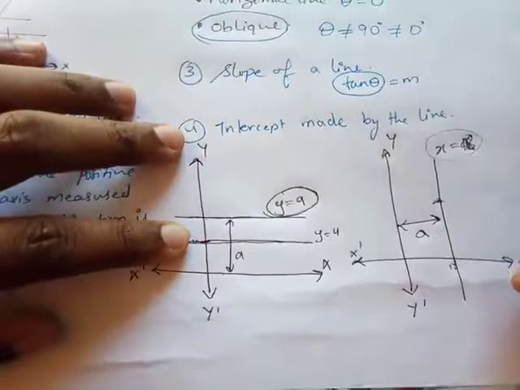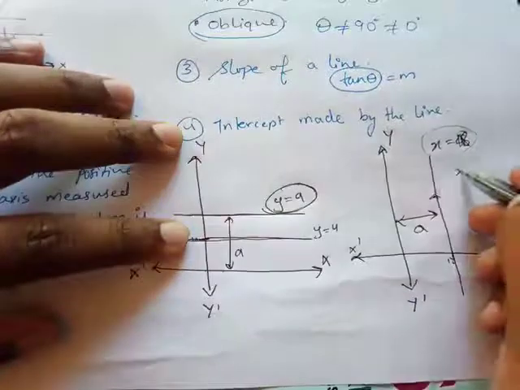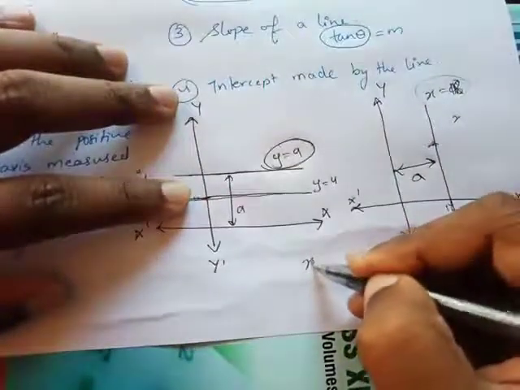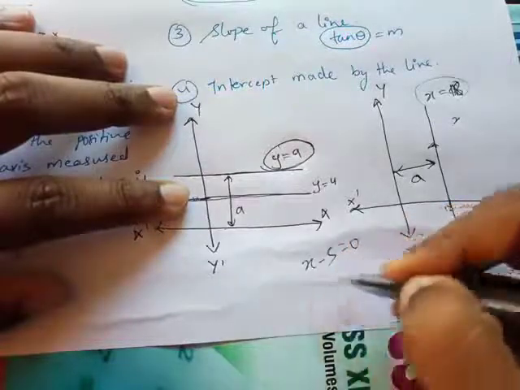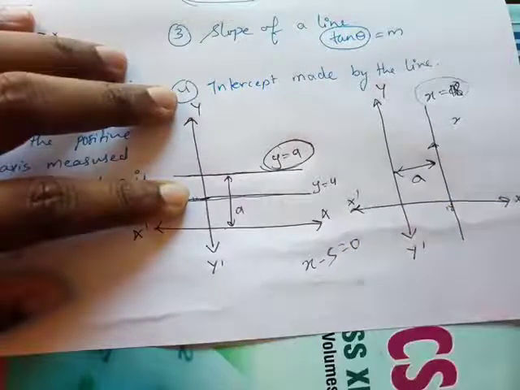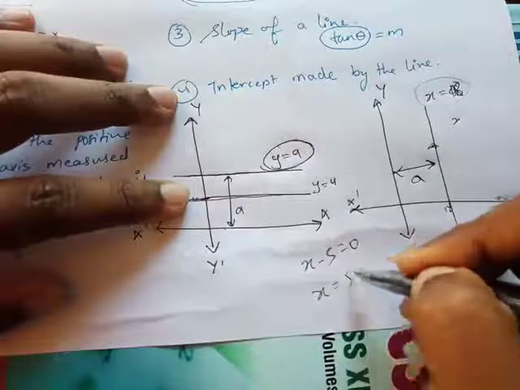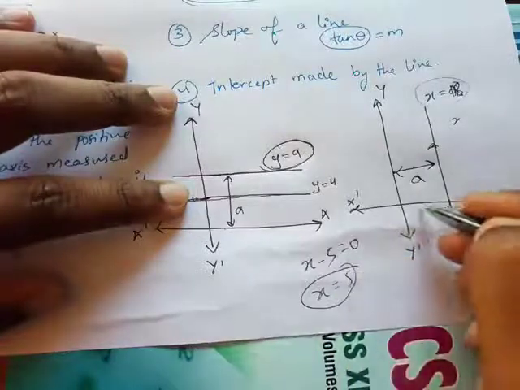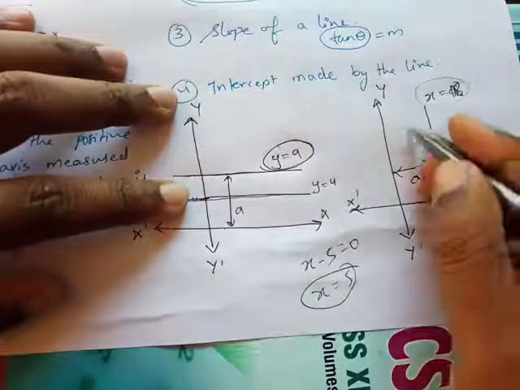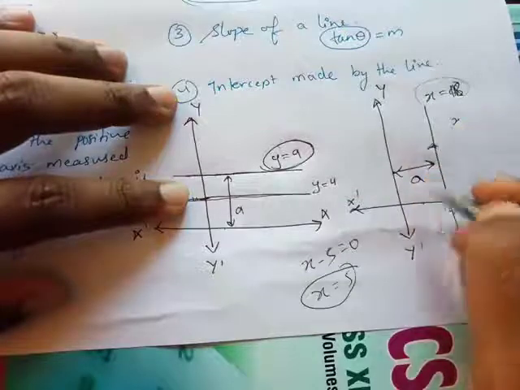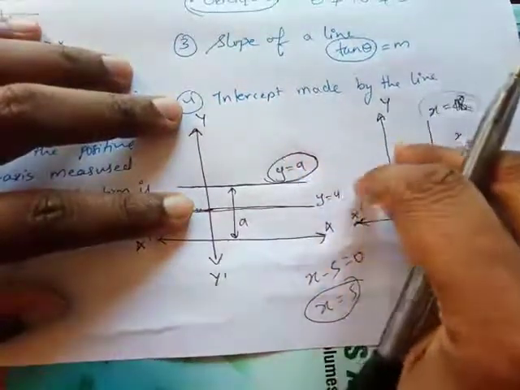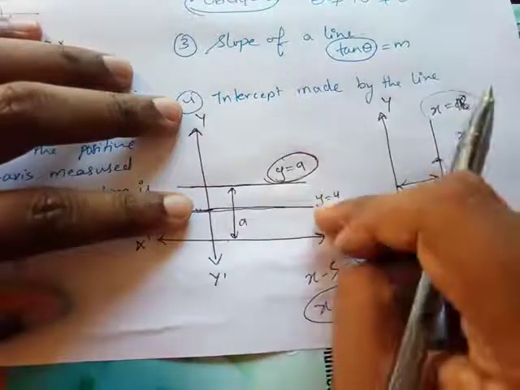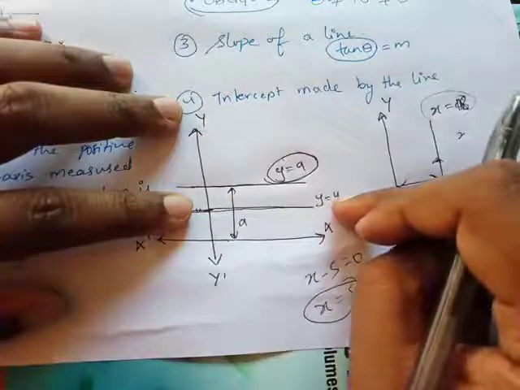Okay, I hope you're getting it. So if I give you an equation x minus 5 equals 0, where is this equation going to come? You will say x equals 5, and this is going to come wherever the point 5 lies, and it's going to be parallel to the y axis. So isn't this easy for the two of them? Very easy. Whenever I have to make a line parallel to the x axis, it's going to be y equals something.